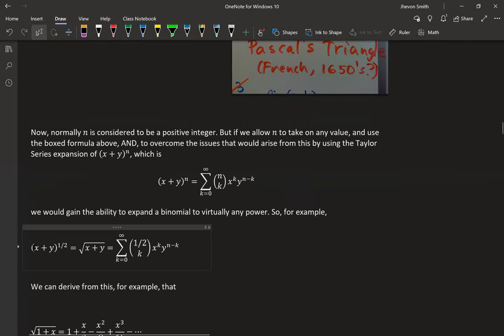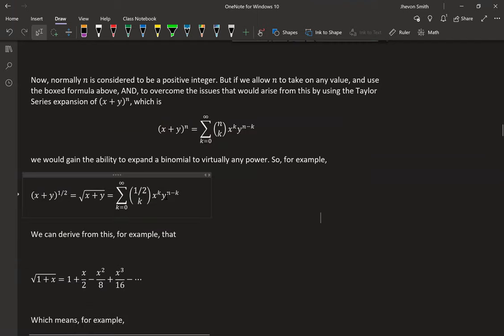You now realize that you can expand something to a half power, for example, and you actually will get this series. For example, you can use this formula, and I'm not going to show you how because the details are going to be kind of gory, and I just don't want to waste the time. You can use that series to expand the square root of 1 plus x, and it will, in fact, give you an infinite series.